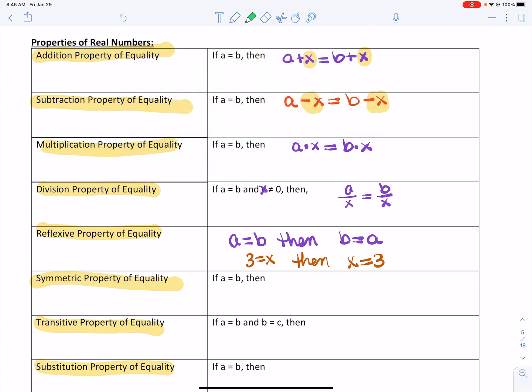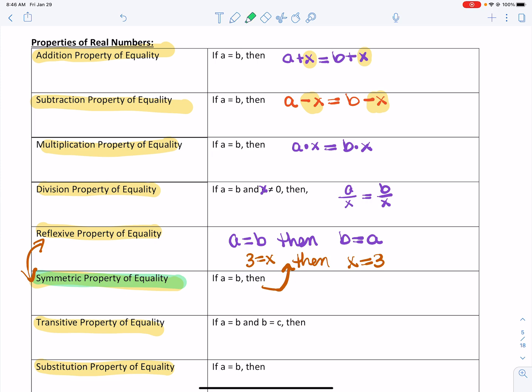So now the thing about the reflexive and the symmetric, we're just going to use the symmetric property. They are basically the same thing, okay? Some teachers use the word reflexive, some people use the word symmetric, but that is the same property, okay?